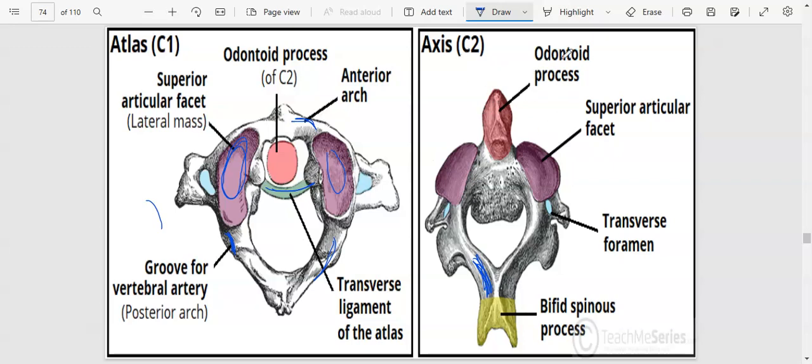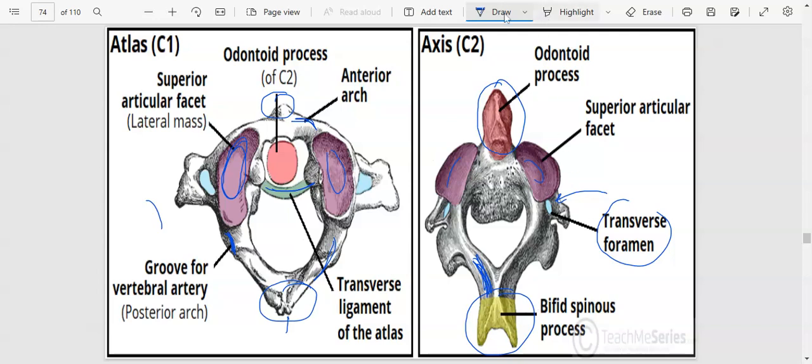So you come on the axis, you have got the odontoid process, this thing which is up, the odontoid process. And then you have got the bifid spinous process. You have the transverse foramen, which is this open space here. Then you've got a superior articular facet also here. So what's the difference between these two? You can see that this one, the spinous process, is just a little, like a small, right? And it's a bit bifid, but it's very small. And then the odontoid process is quite small also, right? That is another difference that we're able to see.